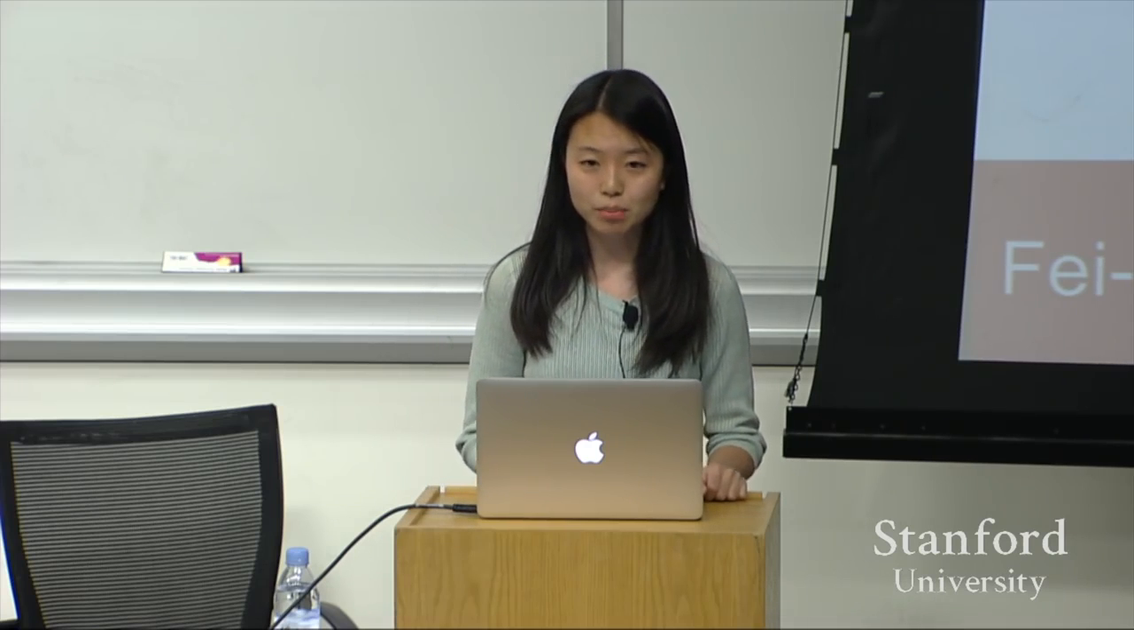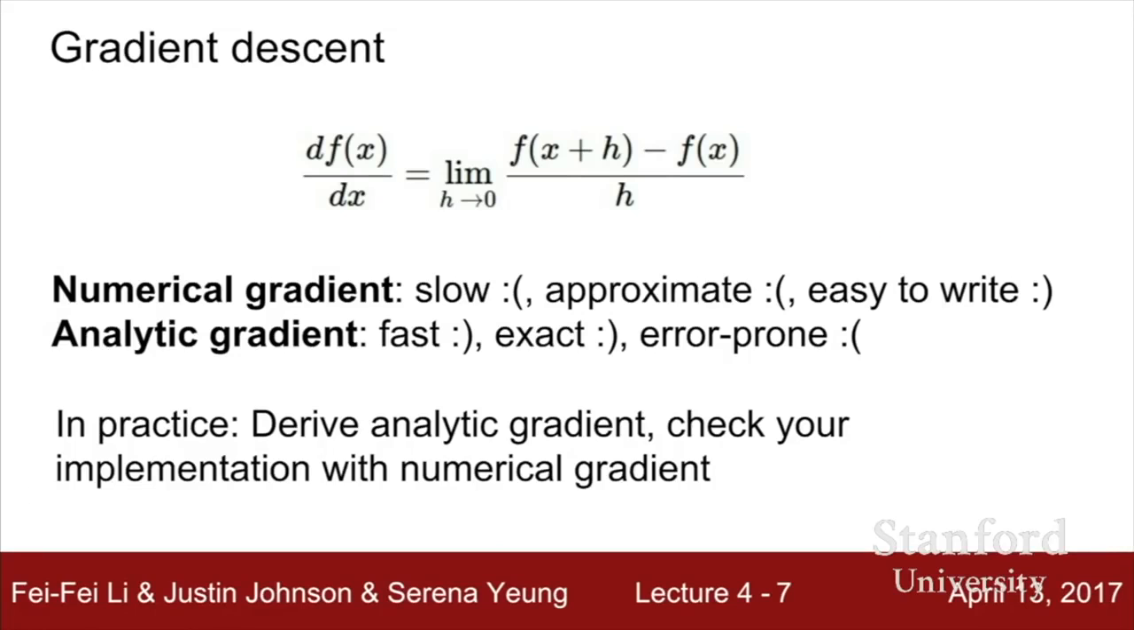We also talked about different ways for computing the gradient. We can compute this numerically using finite difference approximation, which is slow and approximate, but at the same time it's really easy to write out. You can always get the gradient this way. We also talked about how to use the analytic gradient. Computing this is fast and exact once you've gotten the expression for it, but at the same time, you have to do all the math and the calculus to derive this, so it's also easy to make mistakes. So in practice, what we want to do is derive the analytic gradient and use this, but check our implementation using the numerical gradient to make sure that we've gotten all of our math right.